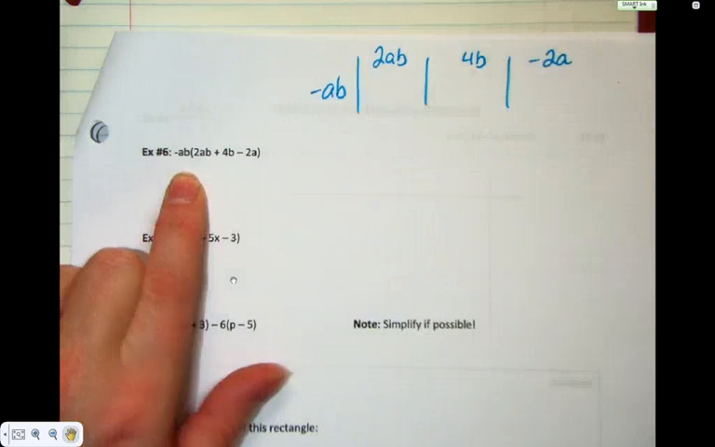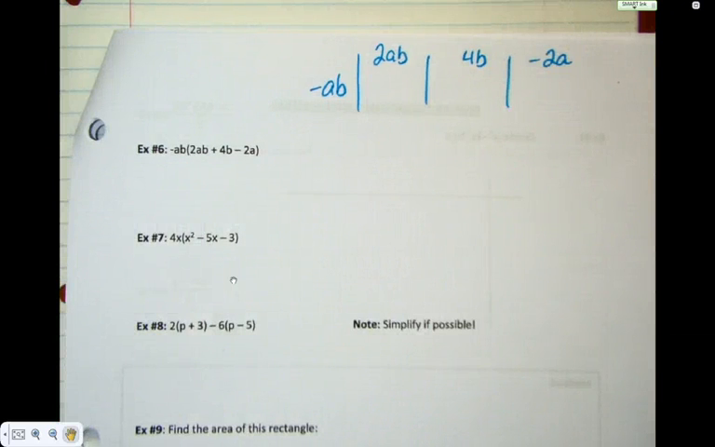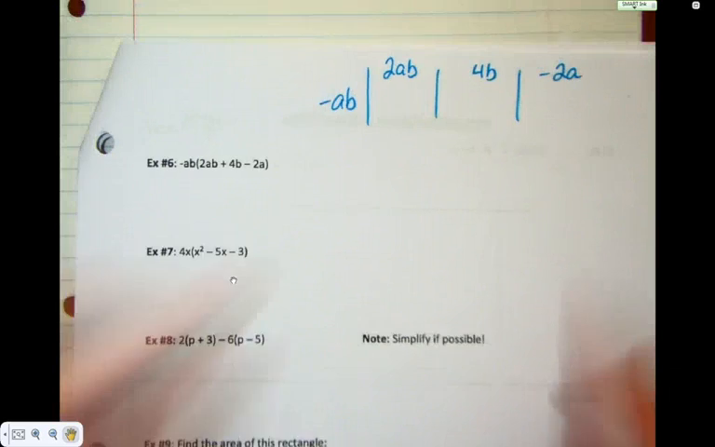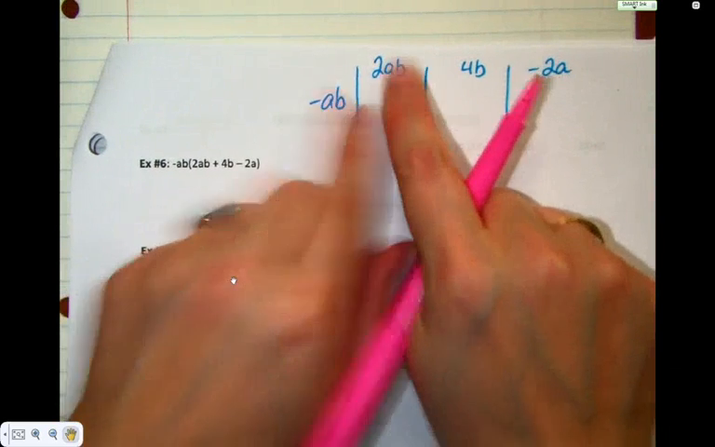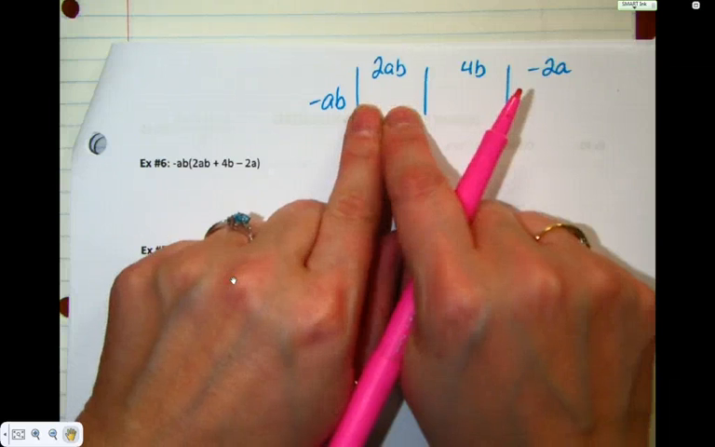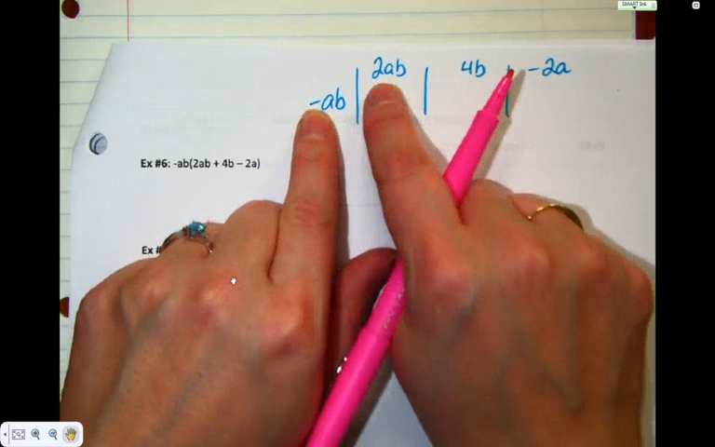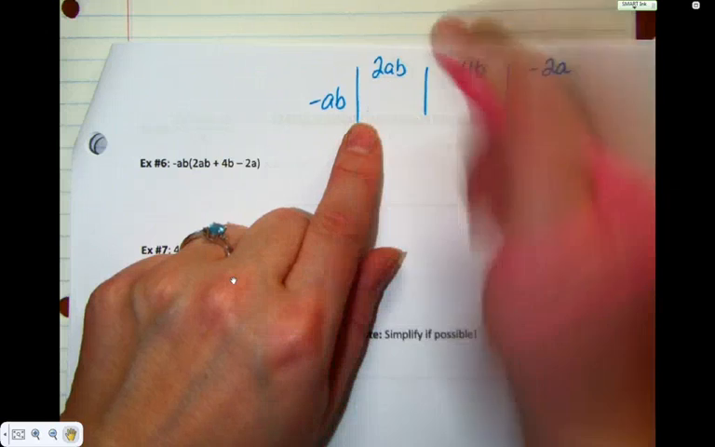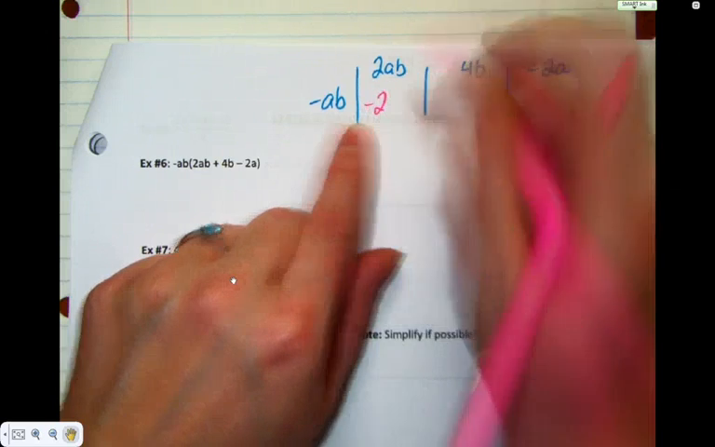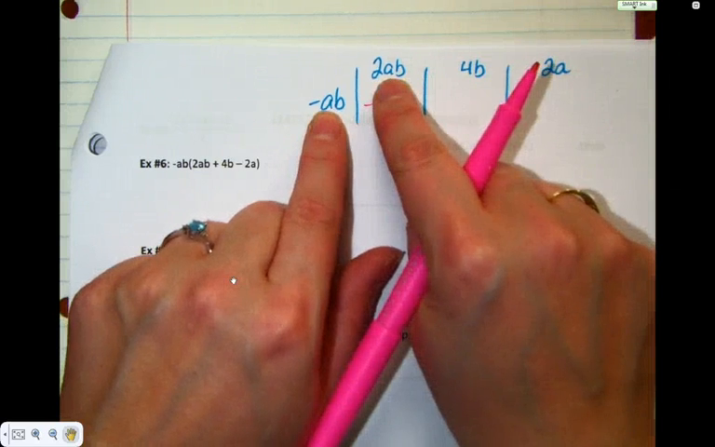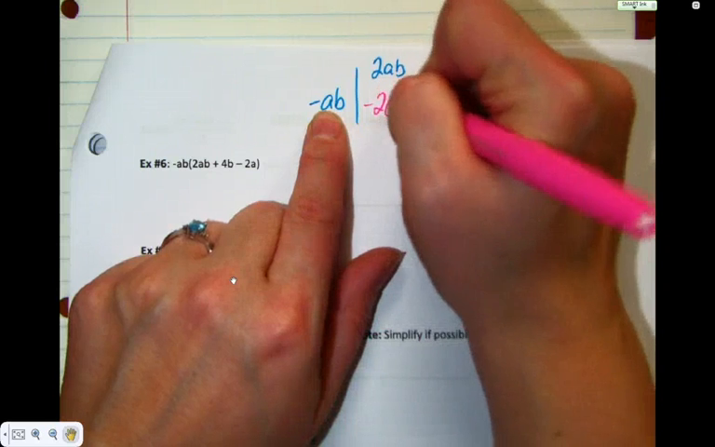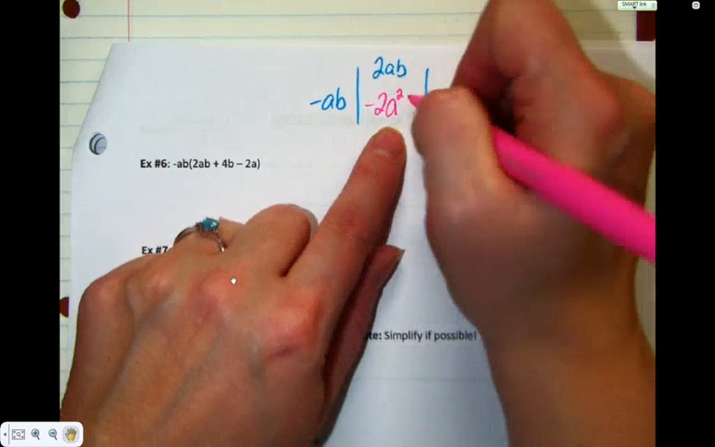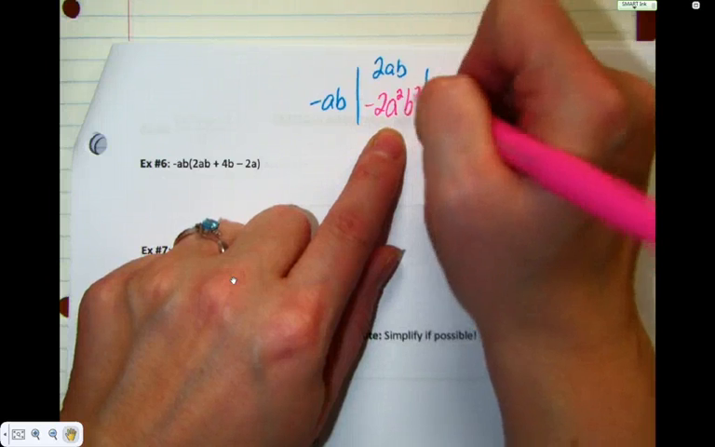And then on the left-hand side, I'm going to write the monomial that's on the outside, so my negative ab. Then what you can do is just multiply the intersection. So these 2 are going to multiply together, and I'm going to put the answer in this box. So negative 1 times 2, negative 2. A times a, a squared. B times b, b squared.